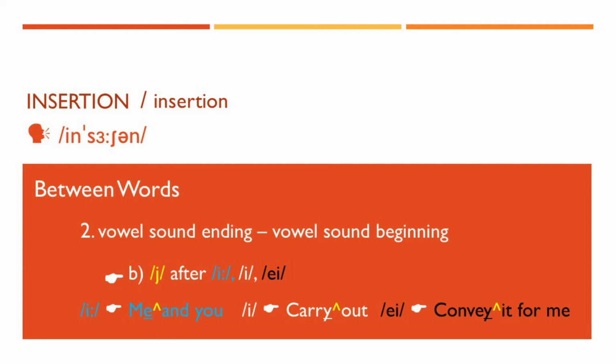So this y sound is usually inserted after sounds such as E, as in me. In this example, we look at "me and you." Rather than saying "me and you," we would say in connected speech "me-y-and you," with a subtle y. And again, a variation of this, if we were to elide the D at the end of "and," it would sound like "me-y-an you."